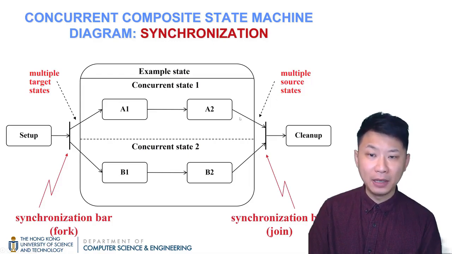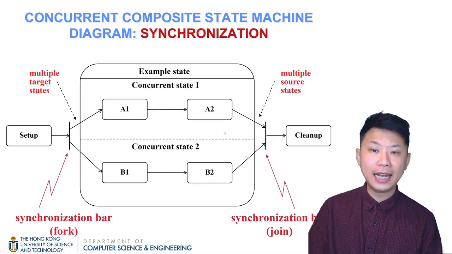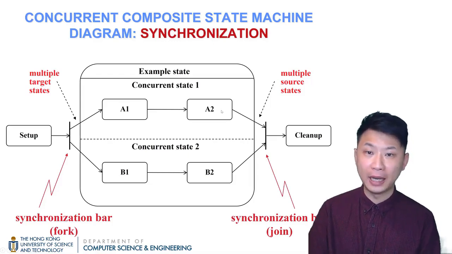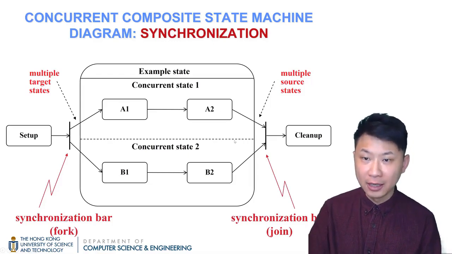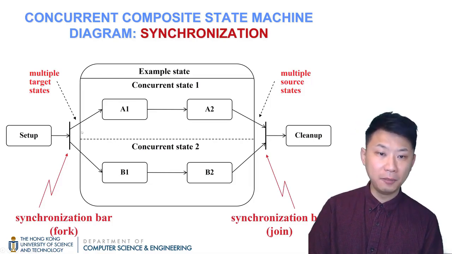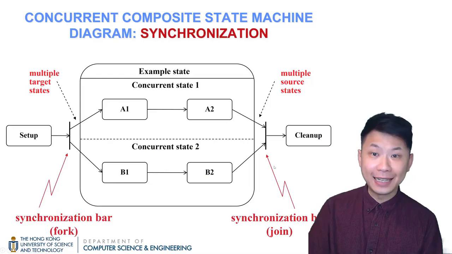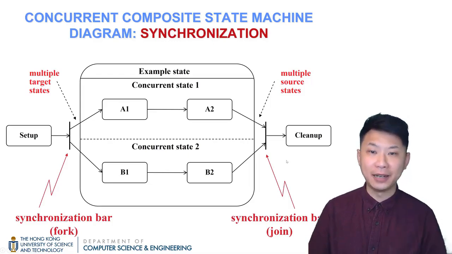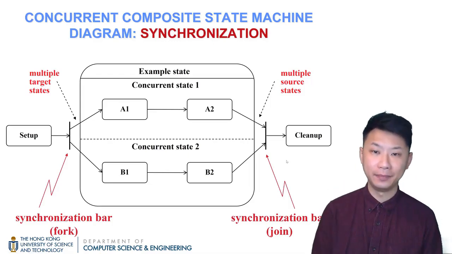And we have a bar here with multiple source states. That means we have an arrow going from A2 and also from B2 at the same time. And again, this means synchronization. That means we have to wait until both A2 and B2 have finished before we go into cleanup. So this bar here just means synchronization. They have to start at the same time and finish at the same time.